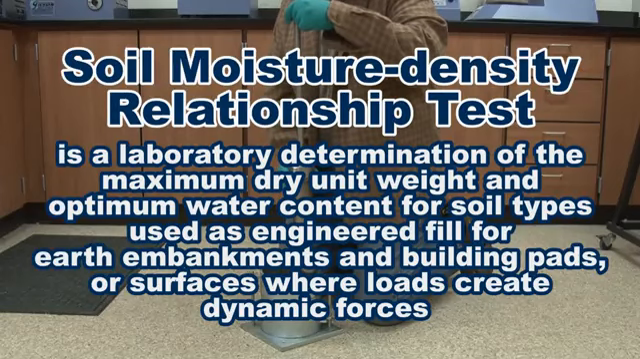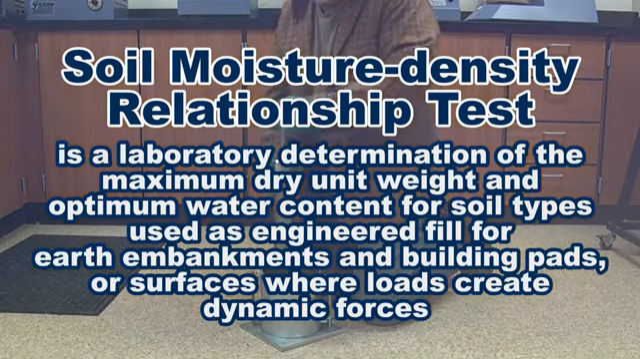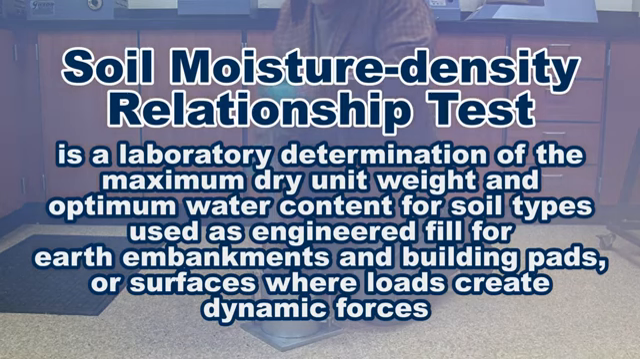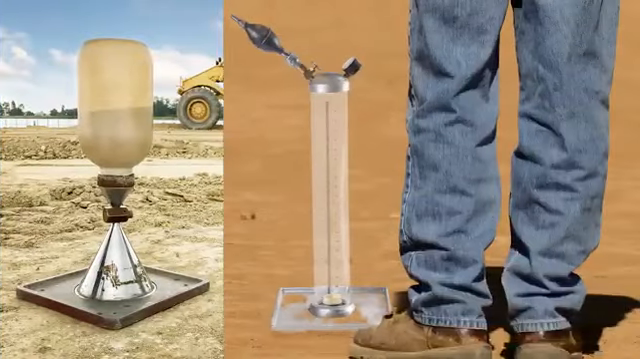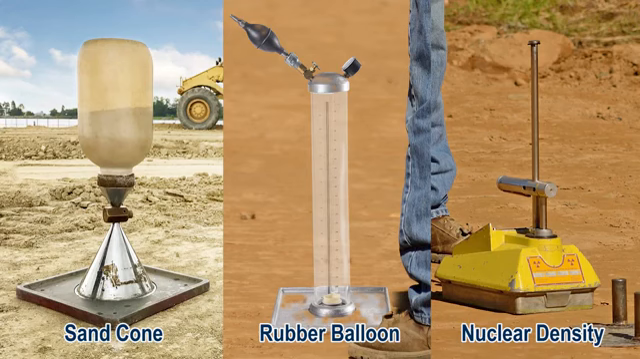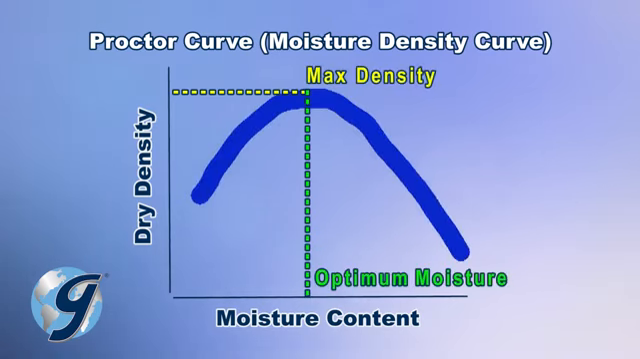Soil moisture density relationship test is a laboratory determination of the maximum dry unit weight and optimum water content for different soil types used as engineered fill. The sand cone test method, rubber balloon test method, and nuclear density test method are three common field tests that, when compared to the laboratory proctor test results of the same soil, a ratio of percent compaction can be determined that is reliable and accepted by infrastructure design teams and regulatory authorities.